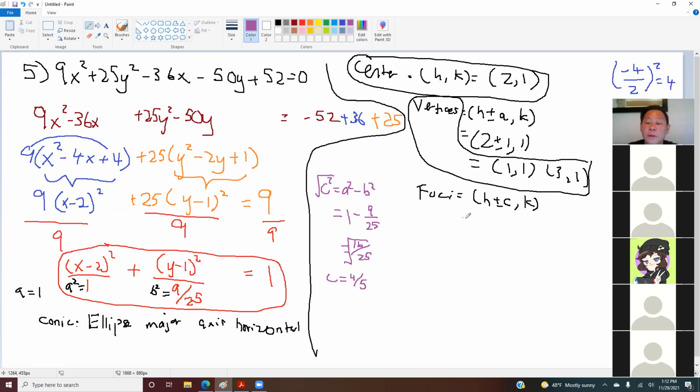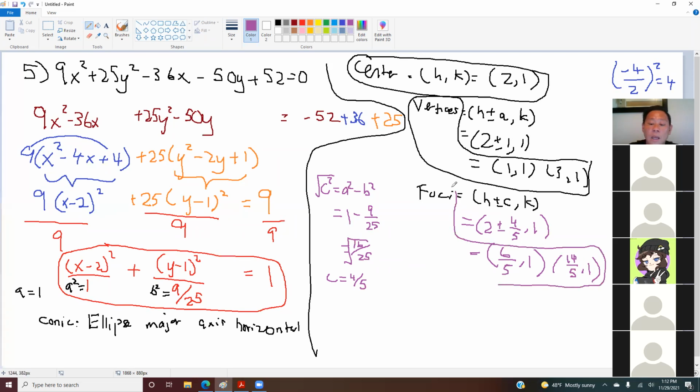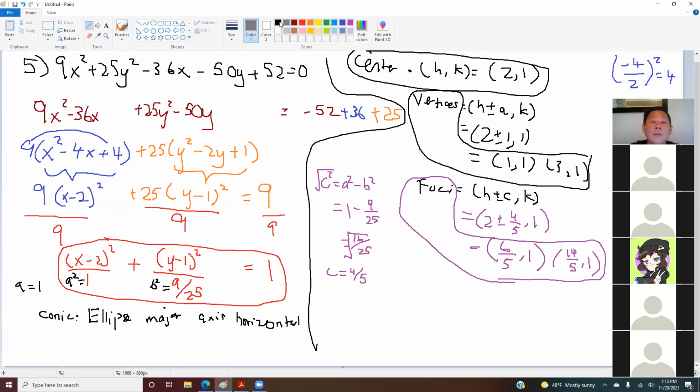So now we plug it over here. H is still 2, C is 4 over 5, K is still 1. So when you take 2 minus 4 over 5, you will get 6 over 5, 1. And then when you take 2 plus 4 over 5, you get 14 over 5, 1. So this is your foci in this case. And you do not need to do asymptotes because an ellipse doesn't have asymptotes. So now we can just graph this.